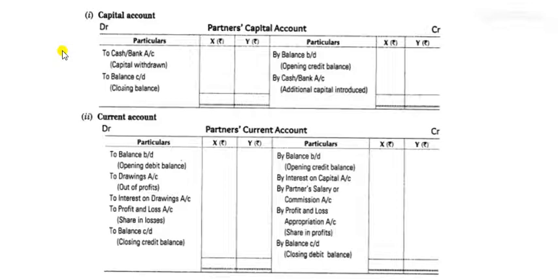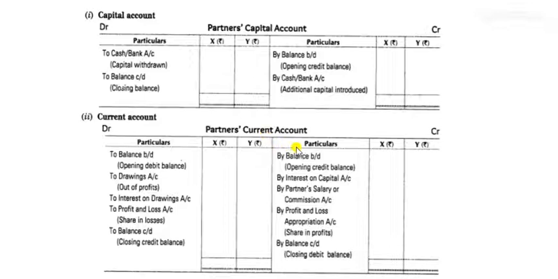If they say it's a permanent withdrawal or the capital has been withdrawn, language like this, then we post the drawings over here. It means that the capital is being withdrawn. But if they just say that drawings have been made by X or Y during the year, it means this is general drawings, so we post it in the partner's current account. The rest is the same as fluctuating capital account.